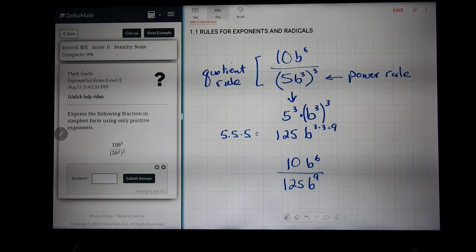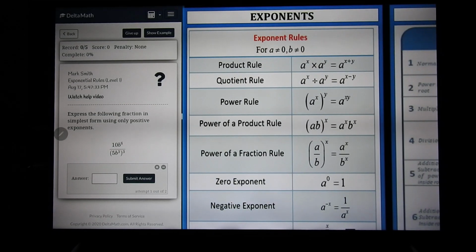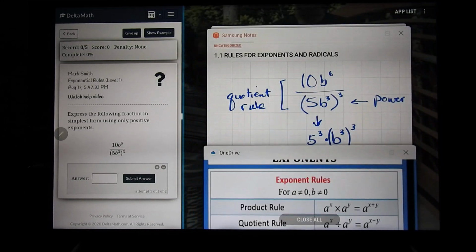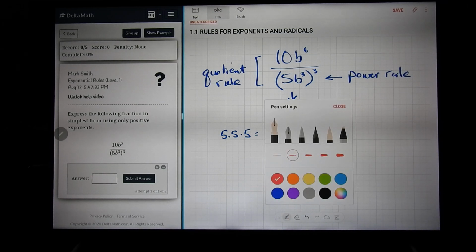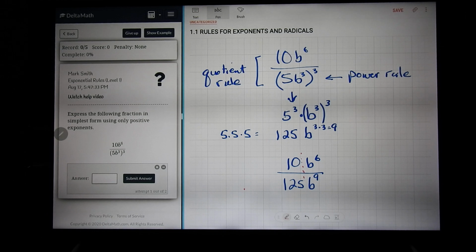So now we look at our second thing, which is our quotient rule, and here it says when we're dividing we subtract. So when we divide, we subtract. We have a 6 and a 9 here. We have to look at this in 2 separate ways. You have to kind of draw a little line in the middle here, and you have to handle the numbers separately. So you got to simplify the numbers and simplify this side.